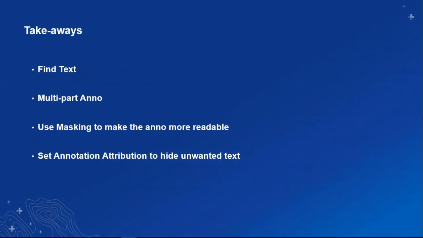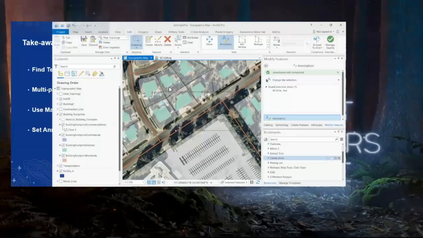So the big takeaways here were make sure you use Find Text. That'll help you eliminate spelling errors, eliminate typing, all the kind of annoying stuff. Use multi-part annotation to have finer grained control over what your annotation looks like. You can use masking options to make the annotation more readable. And one thing I didn't show you was you can set annotation attribution to hide unwanted text. I'm actually going to jump back in and show you that.